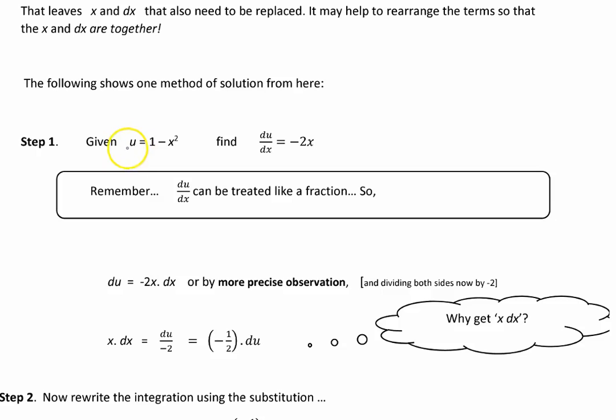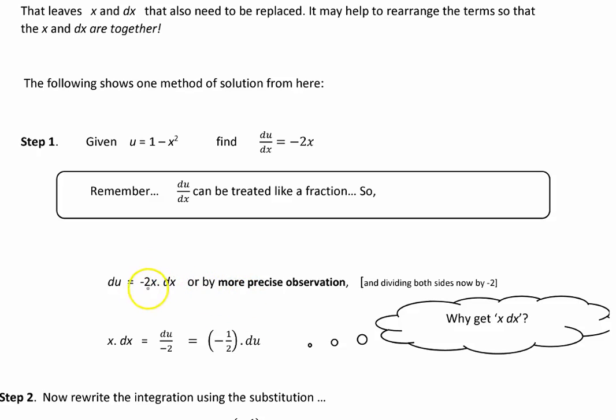Since we were given that u is equal to 1 minus x squared, if we found in this case du dx, we differentiate u with respect to x. We can do that. du dx, you know, would be negative 2x. Now, du dx can be treated just like a fraction. We could separate them out. So what are some of the things we could write? We could write that du would be this minus 2x times dx, multiply both sides by dx.